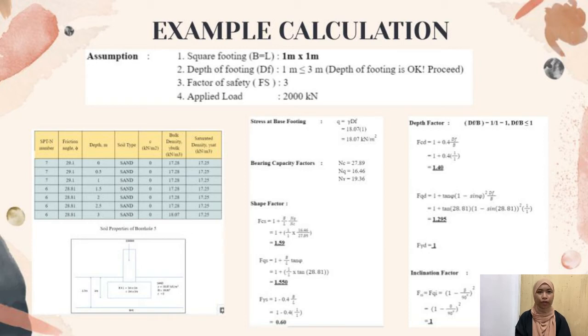So we take borehole 5 as the sample calculation at depth 3 meter to determine the bearing capacity in shallow foundation. There are a few assumptions that have been made, such as the applied load is assumed 2000 kilonewton, and the dimension of the foundation is 1 meter times 1 meter and also 2 meter times 2 meter. So first, we calculate the stress at base footing, which is q equal to gamma Df.